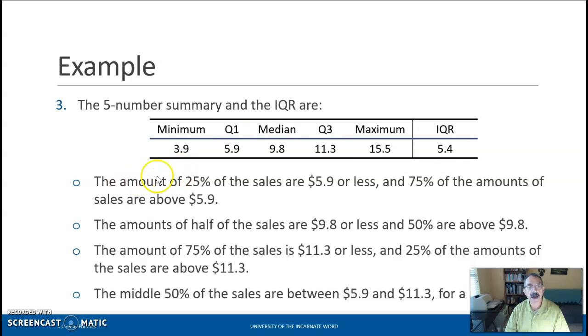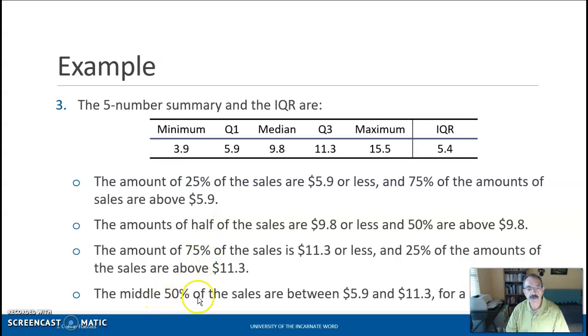So 25% of the sales amounts are $5.9 or less, and 75% of the sales amounts are above $5.9. Half of the sales amounts are $9.8 or less, and 50% of the sales are above $9.8. So 75% of the sales are $11.3 or less, and 25% of the sales amounts are above $11.3. So these are the interpretations of the first quartile, the second quartile, and the third quartile.